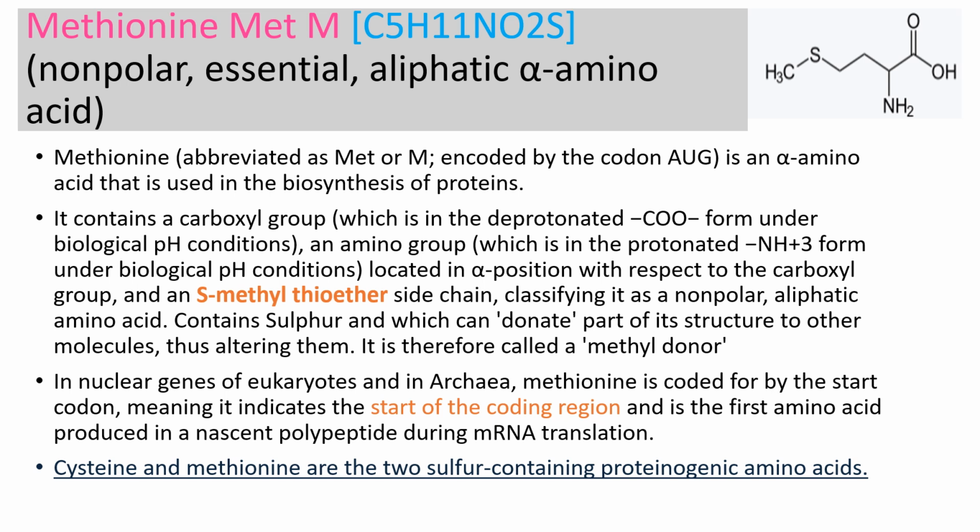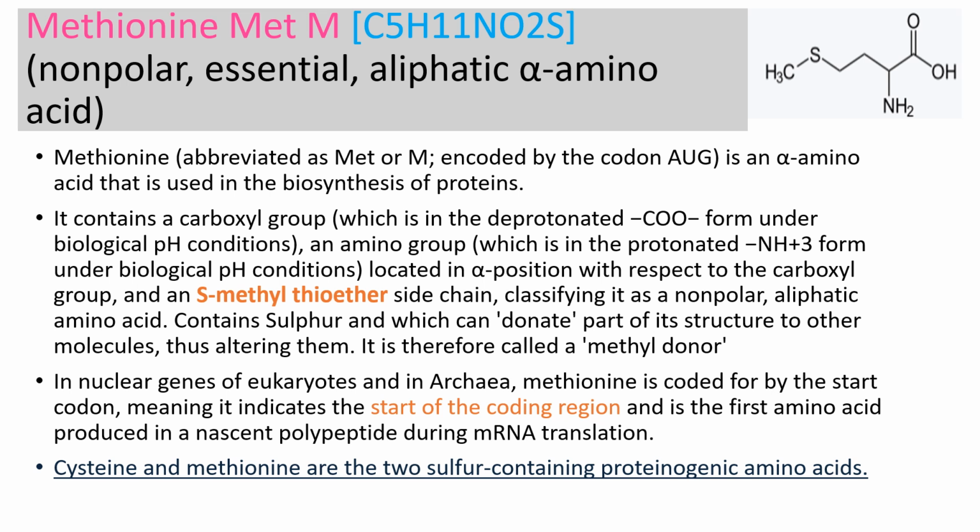So methionine is very famously considered a methyl donor because it has an S-methyl thioether side chain. So it contains sulfur, very important. Cysteine and methionine are the two sulfur-containing proteinogenic amino acids, very important with regards to the MCAT.